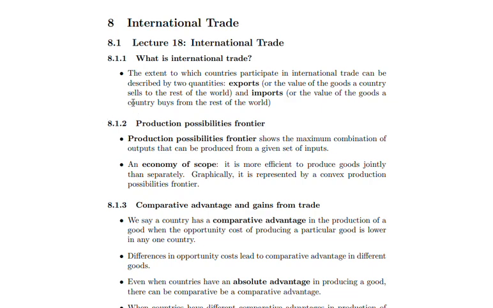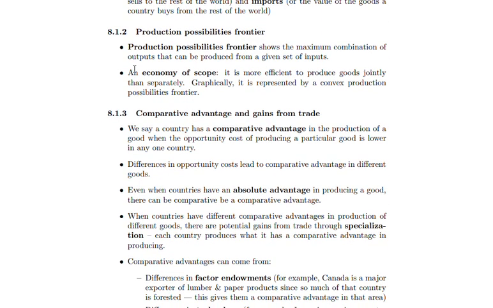The production possibility frontier. The production possibilities frontier shows the maximum combination of outputs that can be produced from a given set of inputs. And economy of scope: it is more efficient to produce goods jointly than separately. Graphically, it is represented by a convex production possibility frontier.